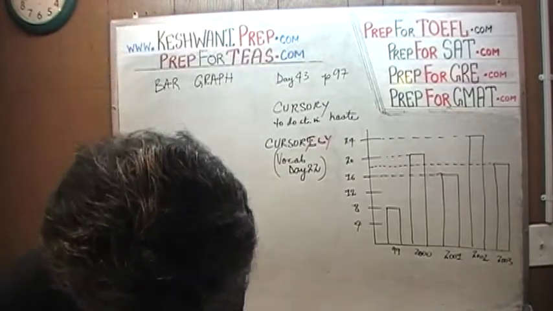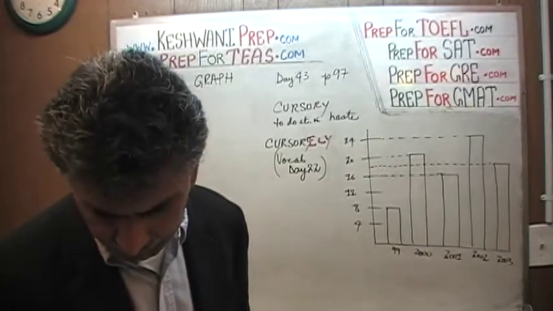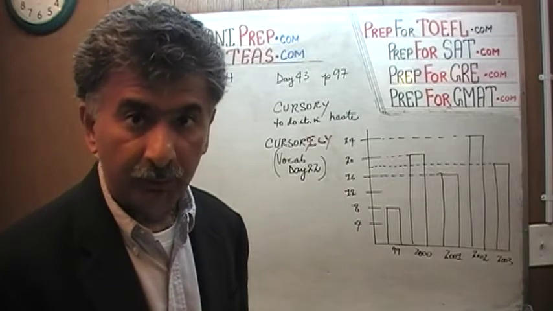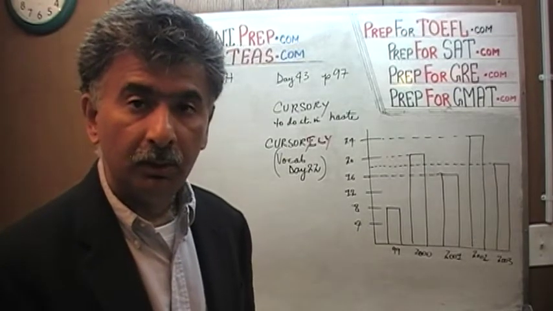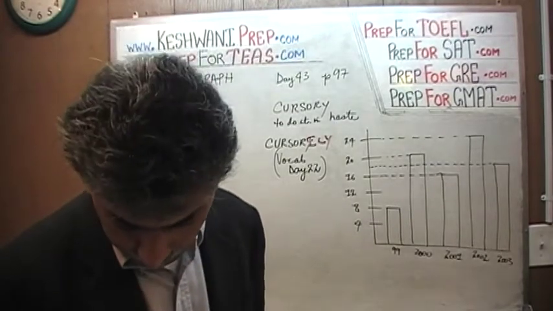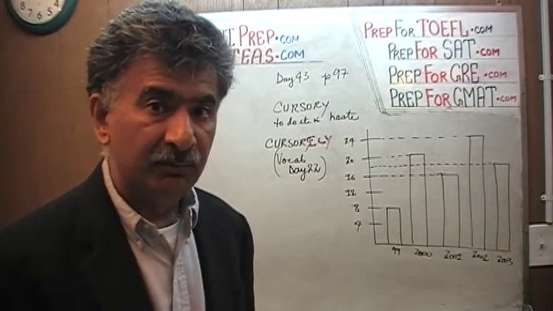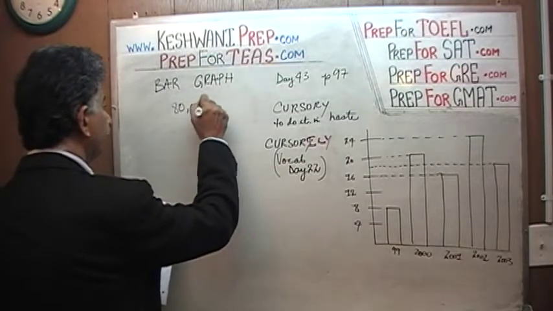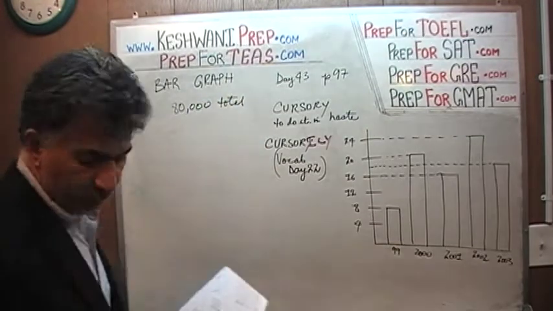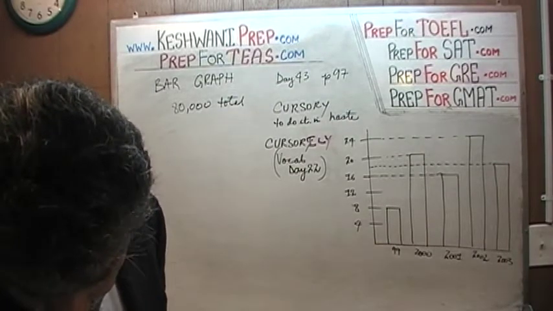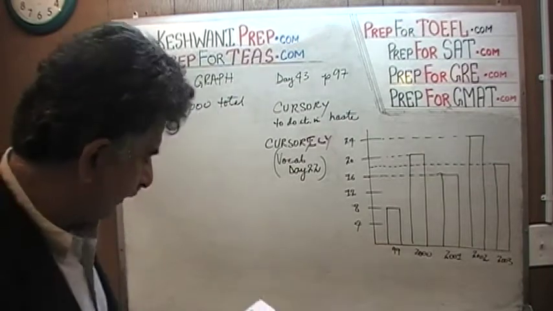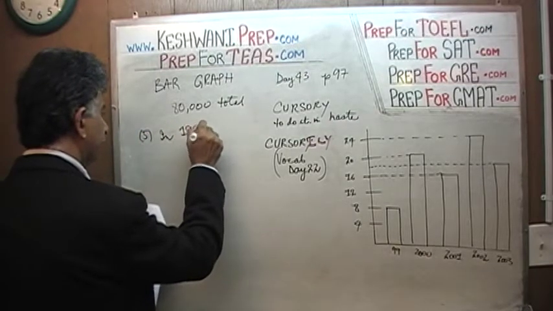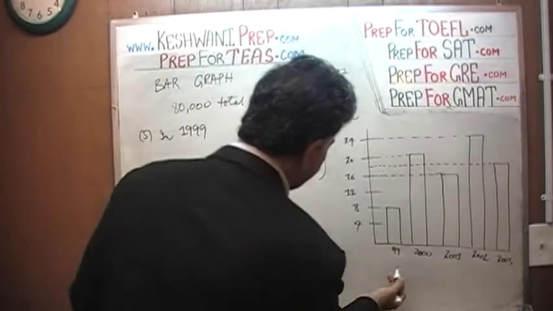Number 5. The graph shows the number of people in city A who voted during the years 1999 to 2003. As we already know, it shows the voter turnout during those years. We are told the city has an eligible voter population of 80,000. 80,000 is the total eligible voters. What percentage of the eligible voters voted in 1999? In 1999, we look at the graph here, 1999, oh, 8,000 here.